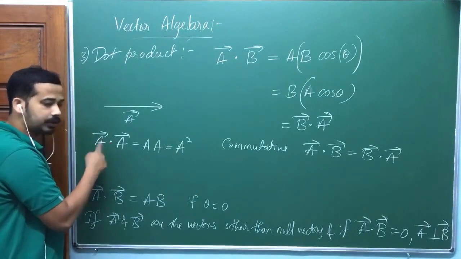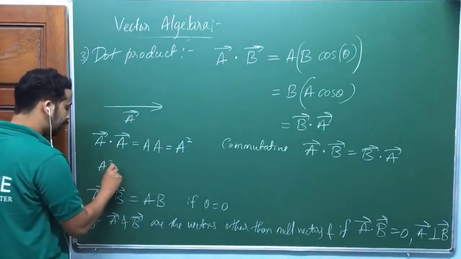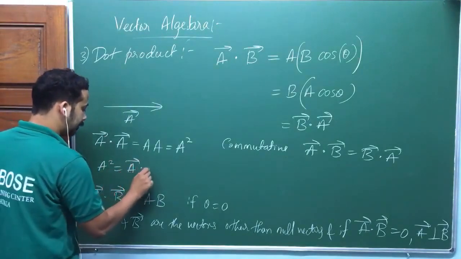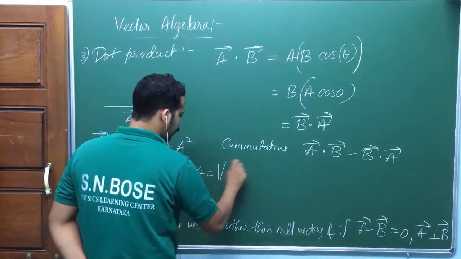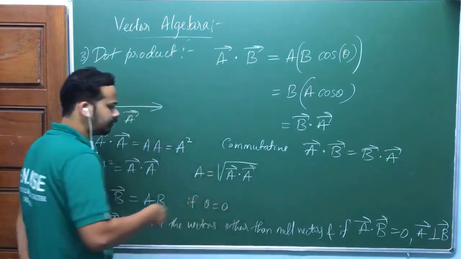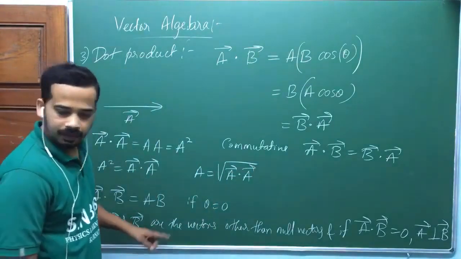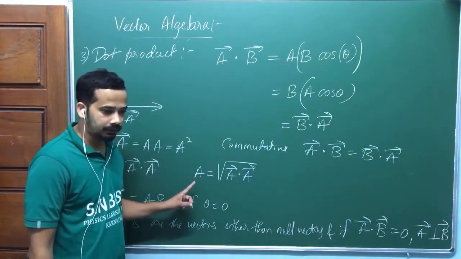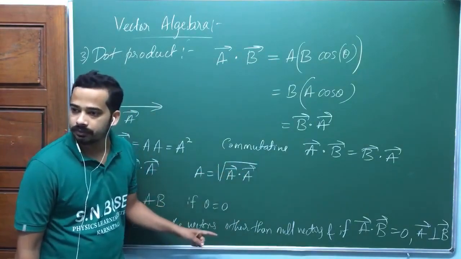Can I call it the dot product with itself? Let me write A squared as A dot A, or let me write A as the square root of A dot A. I think we call this the norm of a vector in linear vector space, isn't it? Whenever I need the magnitude of A, I'll take the dot product with itself and then take the root.